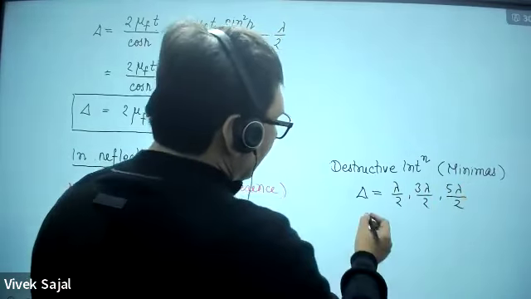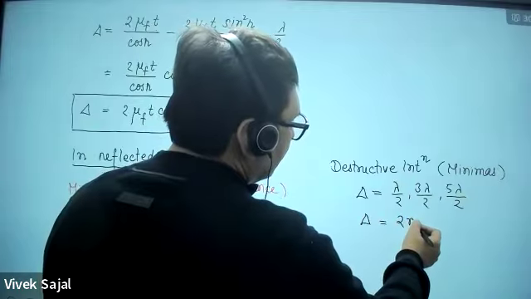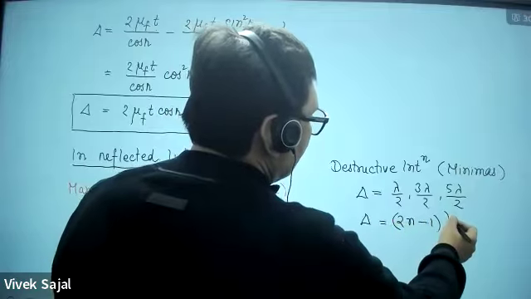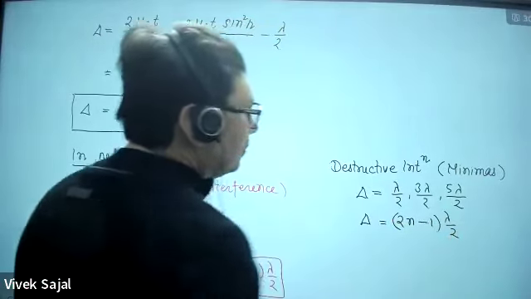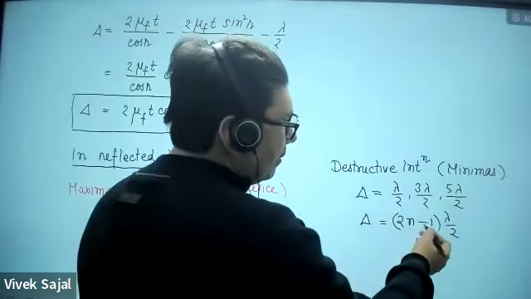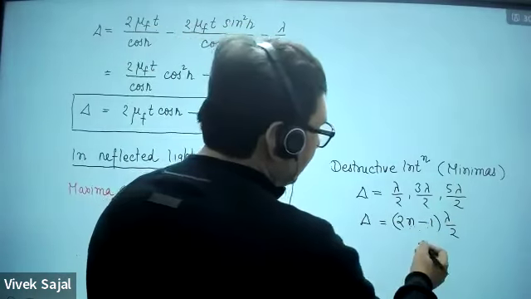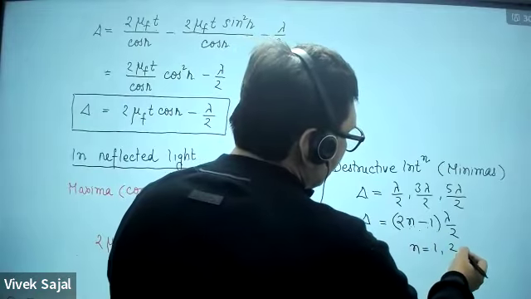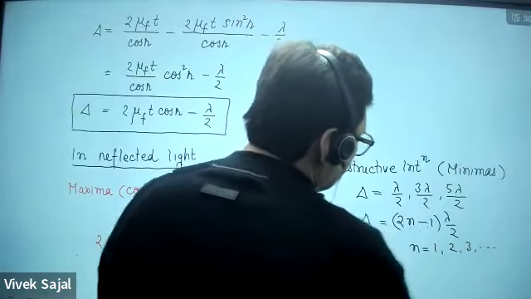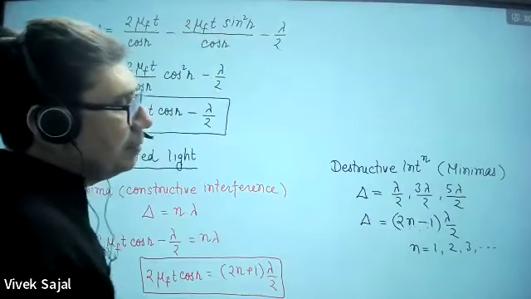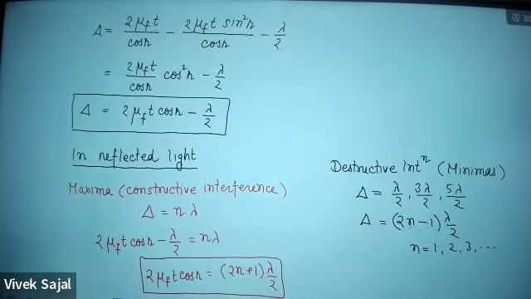So how will I write? I'm writing it as (2n minus 1) lambda by 2. Where should this n start? Here I'm writing n is 1, 2, 3, like this. But you should always remember that delta should be lambda by 2, 3 lambda by 2, 5 lambda by 2.